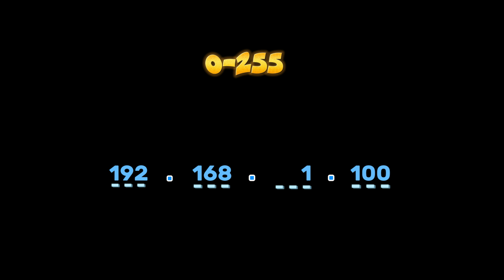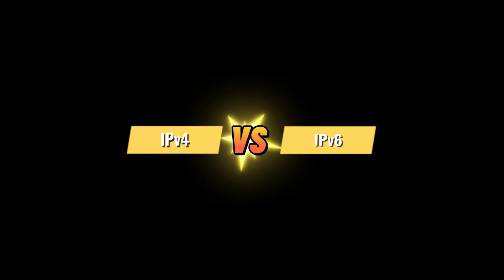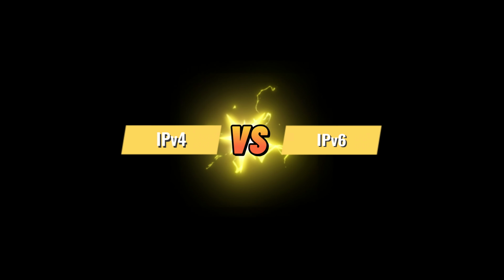And we also know what an IPv4 address looks like, right? It's simple, just 4 friendly dotted decimal groupings in the range from 0 to 255. For example, 192.168.1.100. But what are the differences with the successor of IPv4, the IPv6?